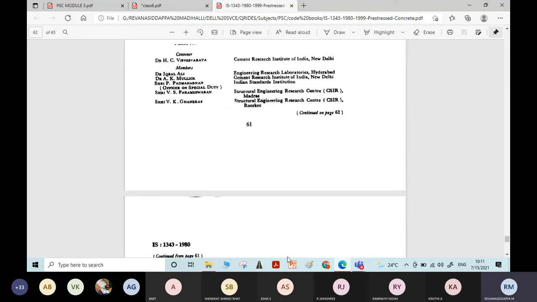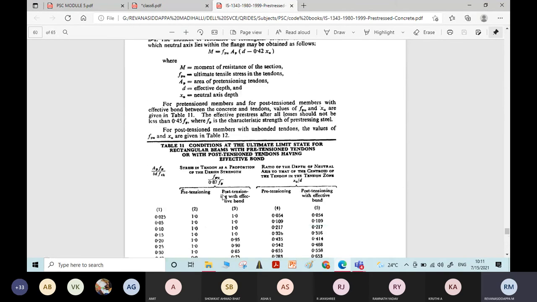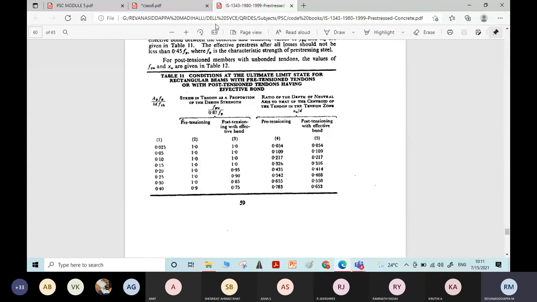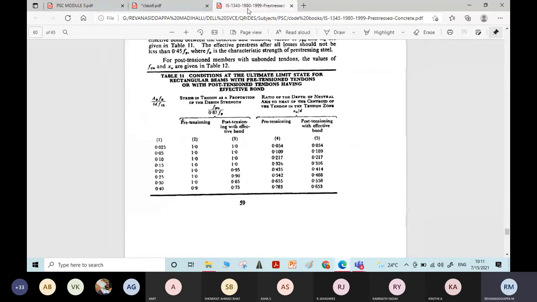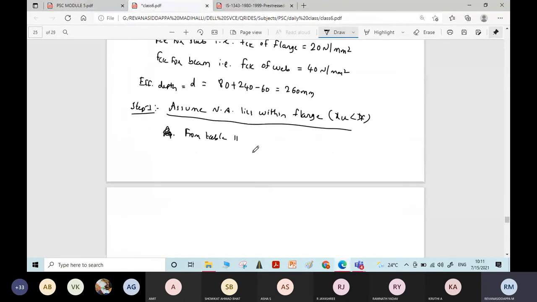Okay, we have table number 11. It is a pretensioned beam. First, you calculate this ratio, Ap fp divided by b d fck. You calculate Ap fp from table 11, page number 59.